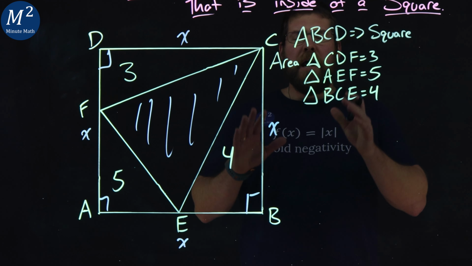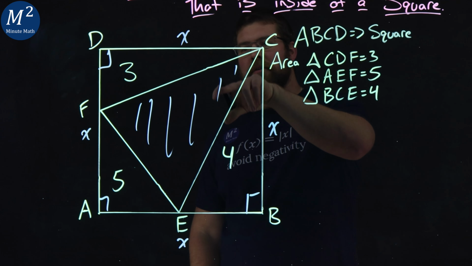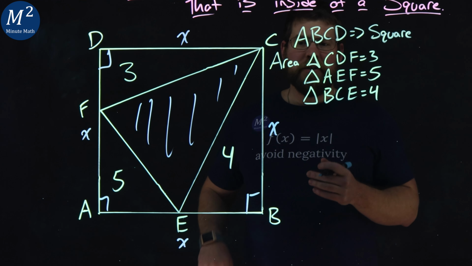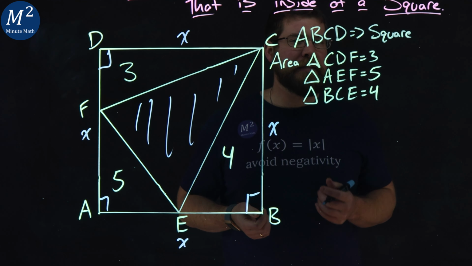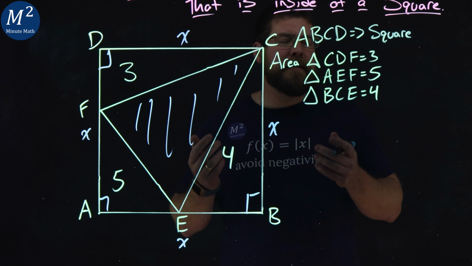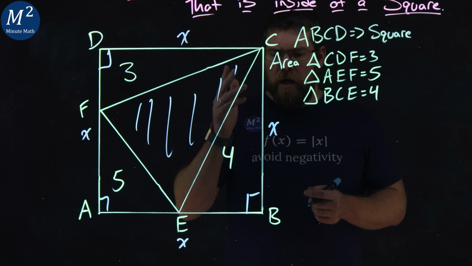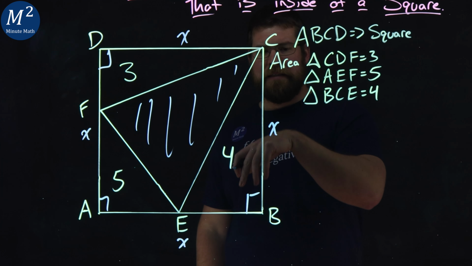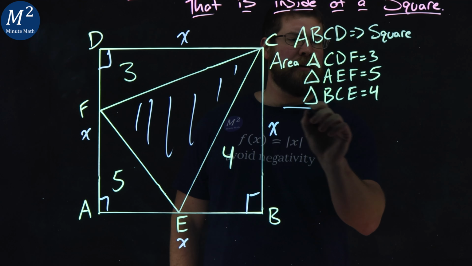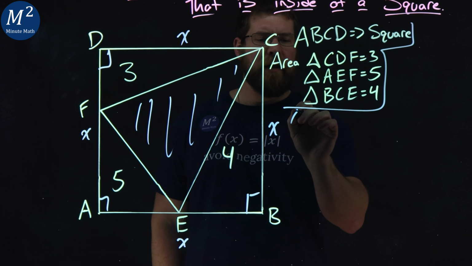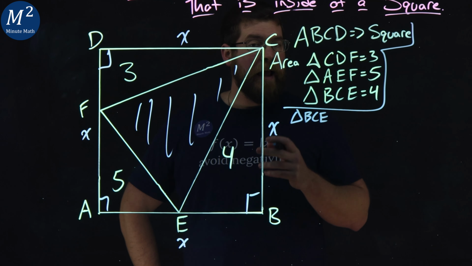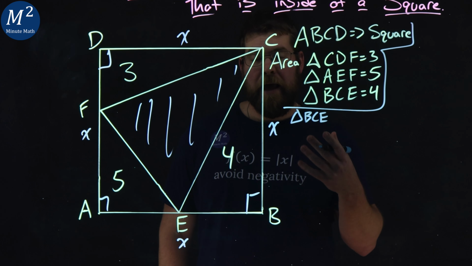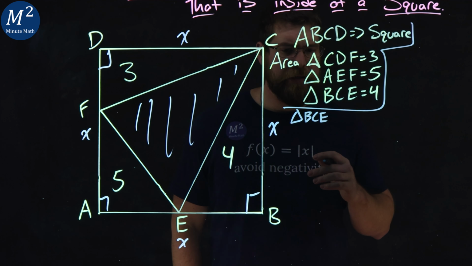Now, we want to find the area of the inner triangle. To do that, I'm going to take some knowledge of areas of triangles in general and apply that to our other triangles to try to find some missing values. So let's look at triangle BCE first. We know that the area of a triangle is equal to 1/2 base times height.